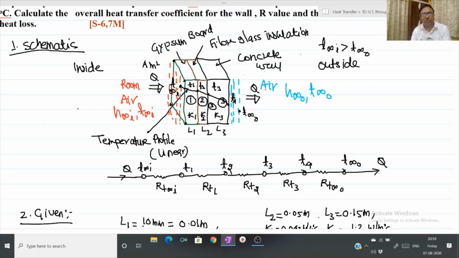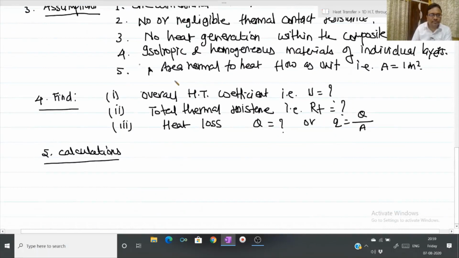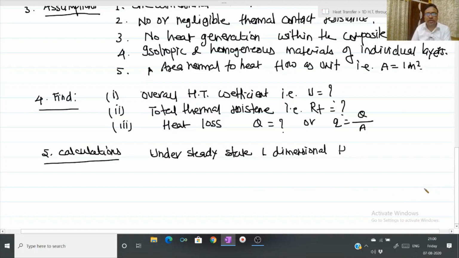And depending upon the mode of heat transfer through each of the layer, we can write their heat transfer rate equation. So let us start writing heat transfer rate equation. So under steady state, one-dimensional heat transfer, what will be the consequence of this?